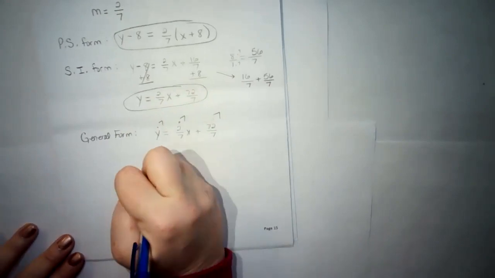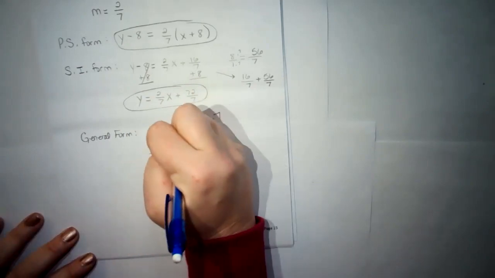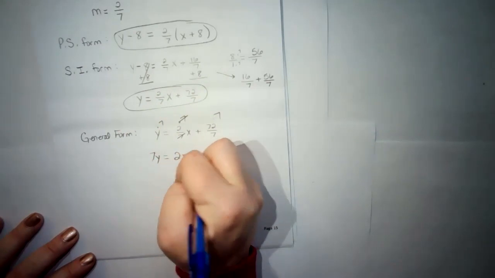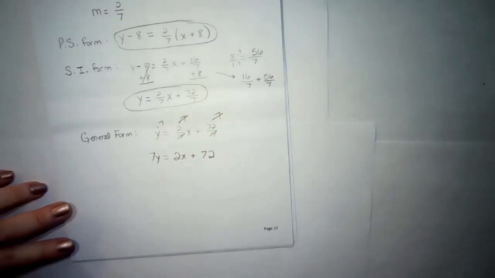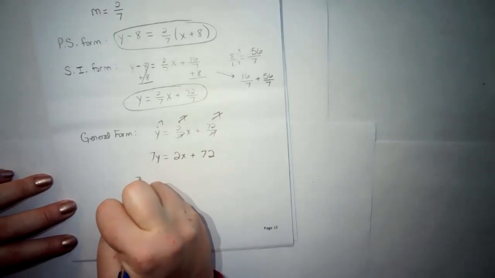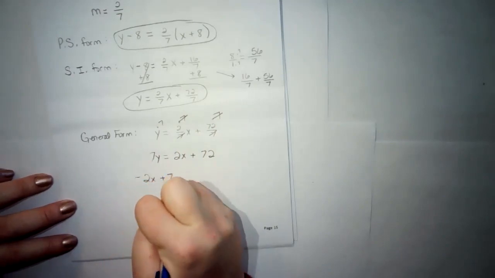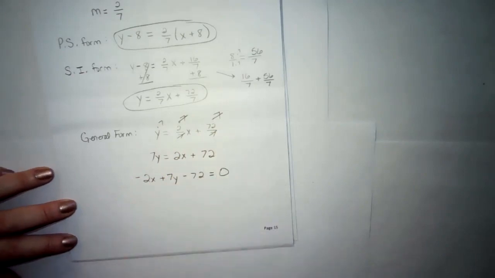Got an equal sign. You want to multiply all the tops. Okay. So I'm going to get 7y. These 7s are going to cancel. I get 2x. These 7s are going to cancel. I get plus 72. That is awfully nice. Okay. Everybody good so far? All right. Now we want to move everybody to the left. So I'm going to subtract both of these guys and scooch them over. I'm going to have a negative 2x plus 7y minus 72 equals 0.